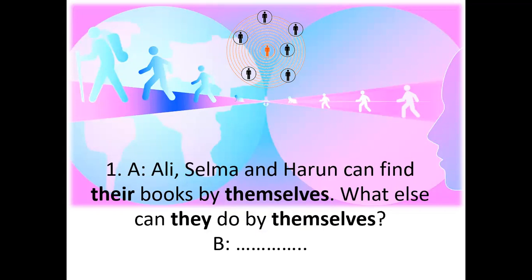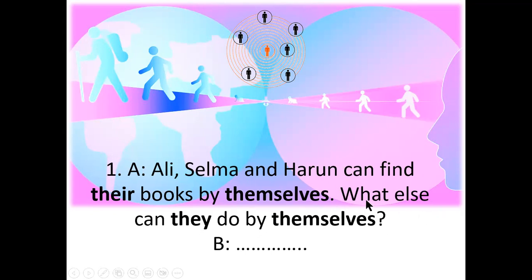Okay, dialogue 1. A. Ali, Selma and Harun. Yeah, these are also subjects. Ali, Selma, and Harun can find their books by themselves. Is it clear? This is new for us. You know the rest of the sentence. Ali, Selma, and Harun can find their books. You already know this, but this is new for us: by themselves. What else can they do by themselves?